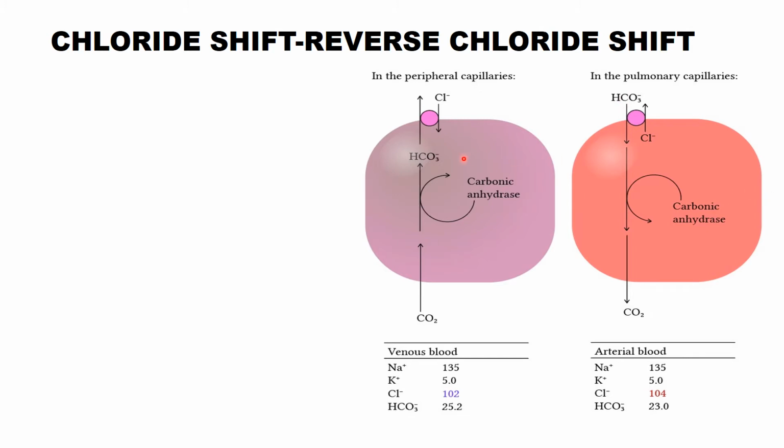And instead, in the exchange of movement of bicarbonate from the plasma into the RBC, we have this movement of chloride from the cell interior, that is RBC, to the plasma. So this phenomenon is known by the name of reverse chloride shift. So we have two types of movement. One is chloride shift, which is occurring in the peripheral capillaries, and another is the reverse chloride shift.